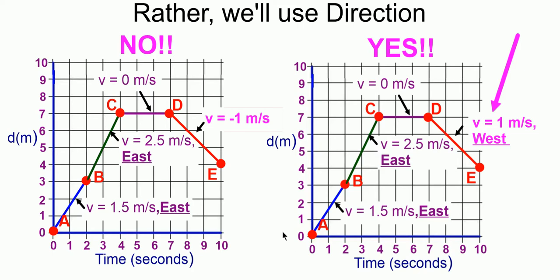That's the key here. And then the next question is 2 on your worksheet. We will not use a negative number for velocity. Rather, when you see negatives, change your direction. We started east, change it over to west.